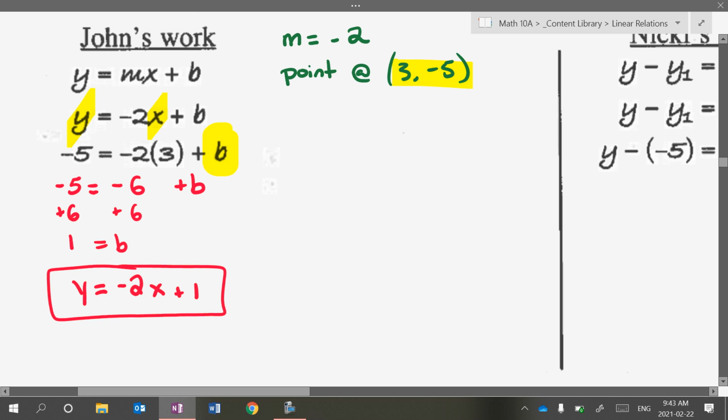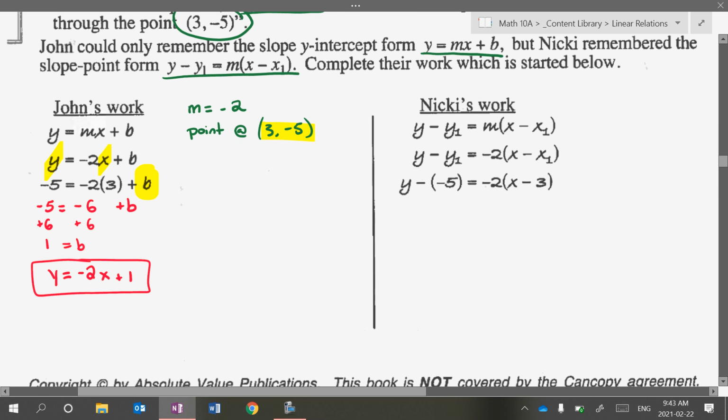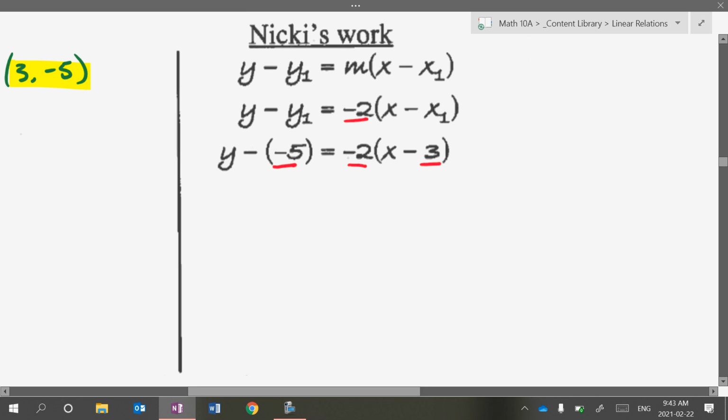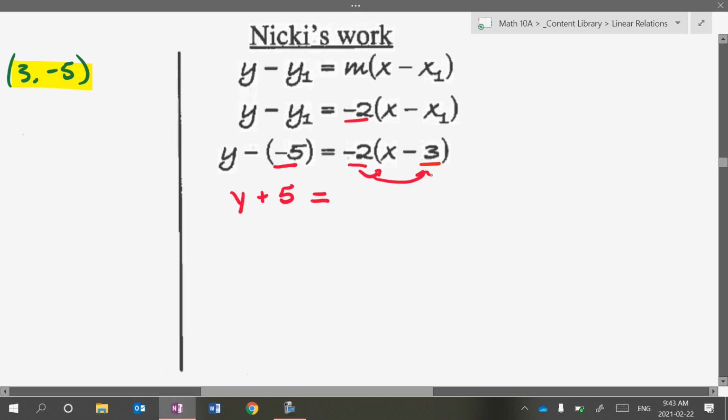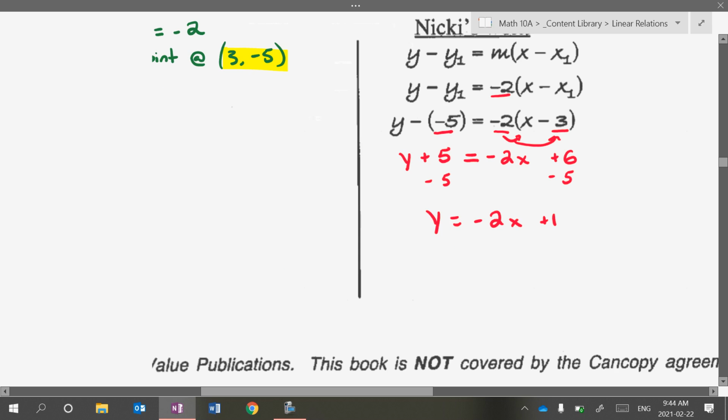Nikki, on the other hand, remembered slope point form. So then Nikki went through, replaced our slope, and then replaced our point at 3 and -5. So let's go through Nikki's and solve and isolate for y. So here we would have 2 negatives, so we're going to write this to be y plus 5 is equal to, and I'm going to distribute this 2 through. So I get -2x plus 6. To solve for y here, subtract 5 on both sides, and we get that same equation.